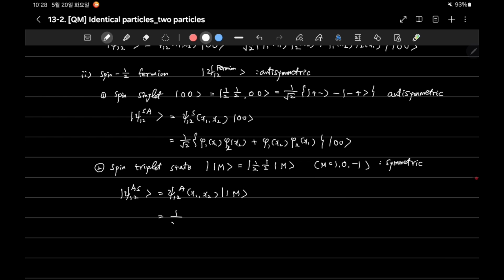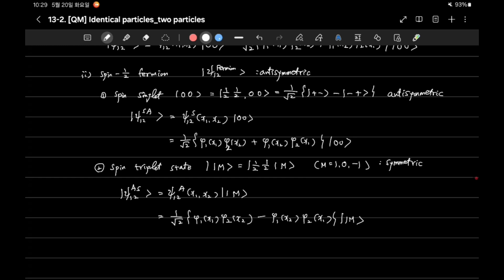Then it is 1 over square root 2, phi 1 of x1 phi 2 of x2, minus phi 1 of x2 phi 2 of x1. It is a minus sign. It is an antisymmetric wave function, and 1m like this. So the antisymmetric wave function is not zero in this case.